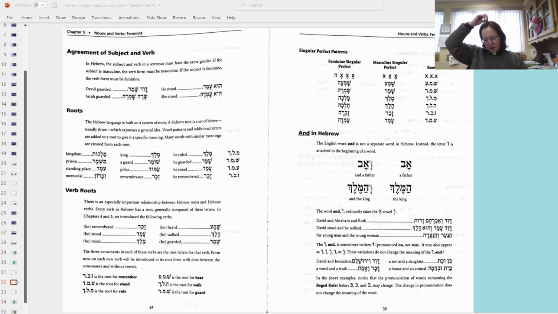In the above examples, notice that the pronunciation of the words containing the begadkefat letters, right? Beit, kaf, and pe may change. The change in pronunciation does not change the meaning of the word. So you just got to remember that it doesn't change the meaning of the word.